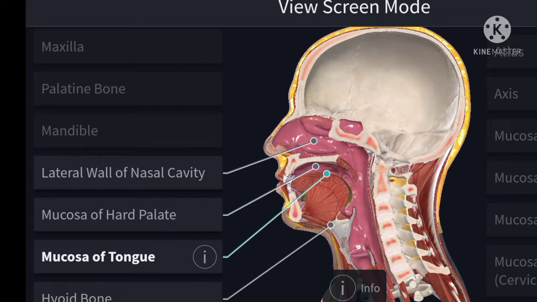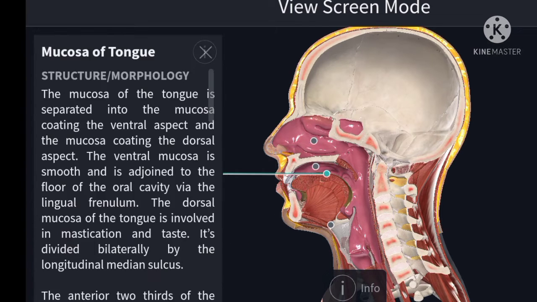Now we will see the mucosa of tongue. As you can see here, this is a mucosa of tongue, and the mucosa of tongue is separated into the mucosa coating the ventral aspect of the tongue and the mucosa coating the dorsal aspect of the tongue. Firstly we will see the ventral mucosa. The ventral mucosa is smooth and is adjoining to the floor of oral cavity via the lingual frenulum.